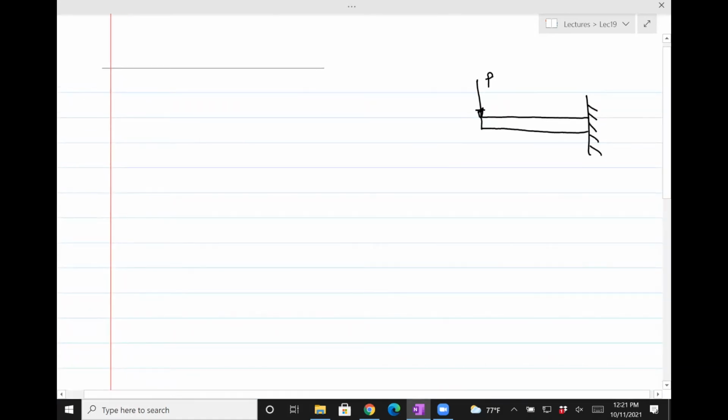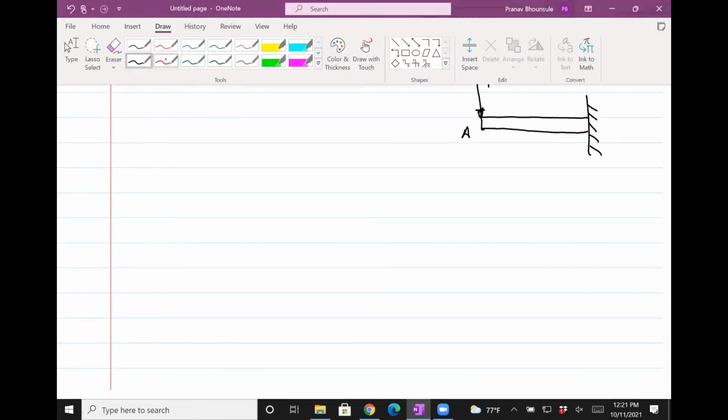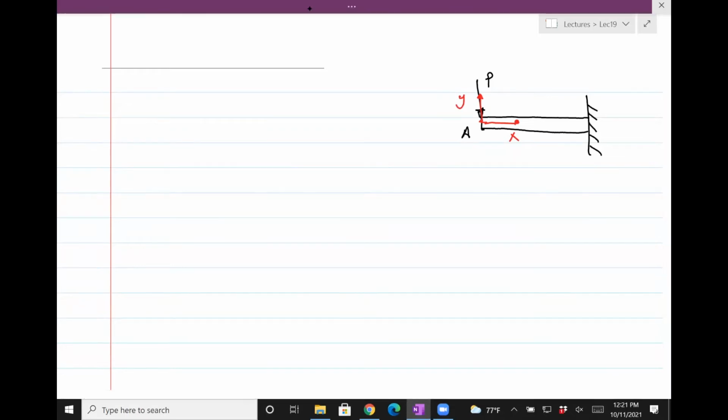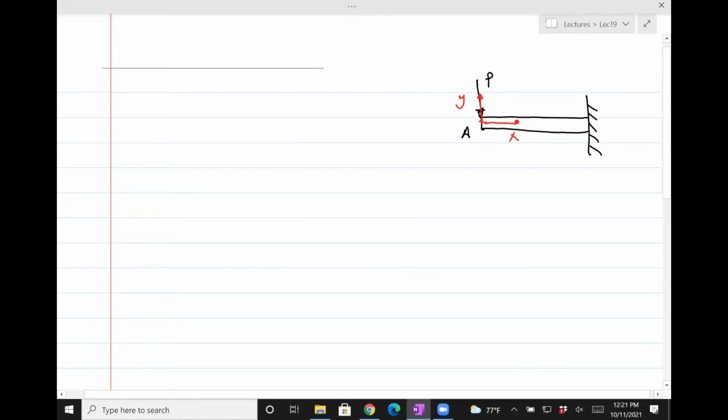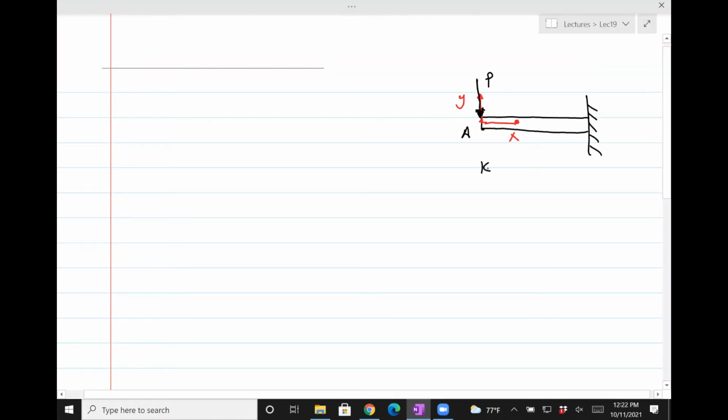So, cantilever beam, let's say that this point is A, and let's just choose the origin to be right here. So Y. Then let's say that this is L.